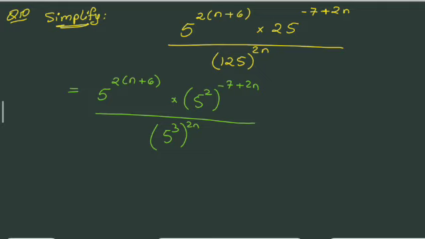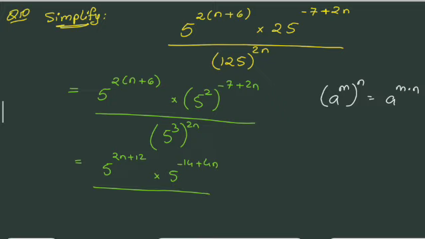Now you apply the rule, power raised to power: you multiply both the powers. So power raised to power multiplication gives 5 raised to 2n plus 12. Power raised to power again multiplication gives 5 raised to negative 14 plus 4n. Denominator also power raised to power, 5 raised to 6n.